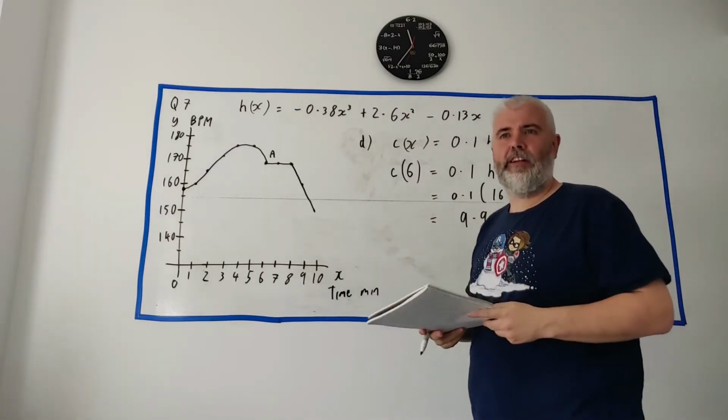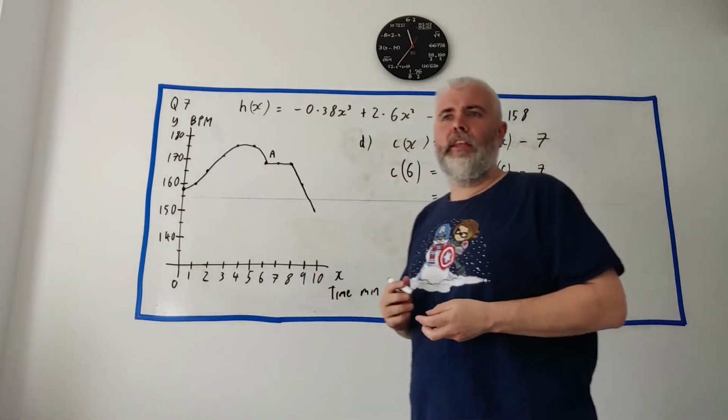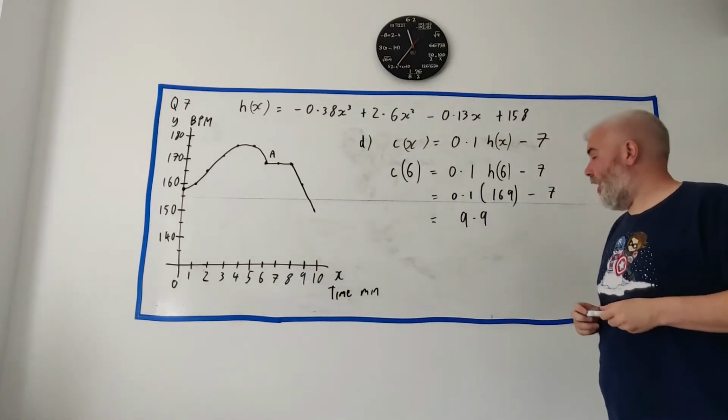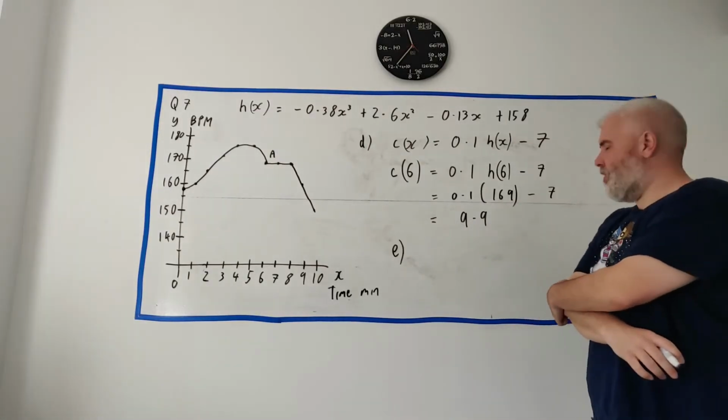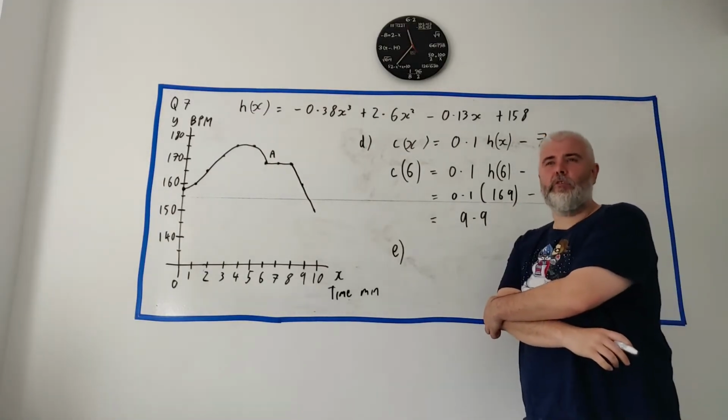Do they want us to round that off at all? No, so 9.9 calories being burnt per minute. Okay, next question, part E. Wow, this is another really tricky one.